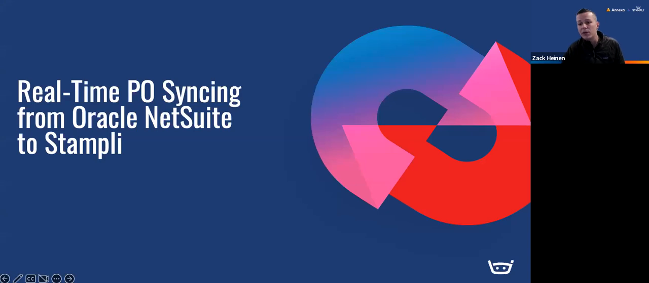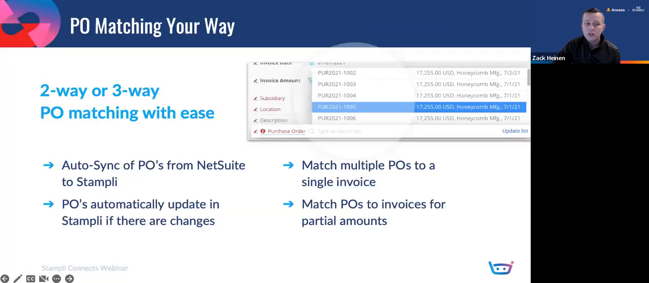So now that we've talked about how easy it is to code and approve invoices in Stampli, I want to dive a little bit deeper into real-time PO syncing from NetSuite into Stampli. For those of you that use purchase orders in your workflow, in your process, Stampli does support both 2- and 3-way matching, and PO data does sync from NetSuite into Stampli to make it billable against your vendor's invoices. So the bills will be created based on the PO that is selected, and you can easily make adjustments right here in Stampli as needed.